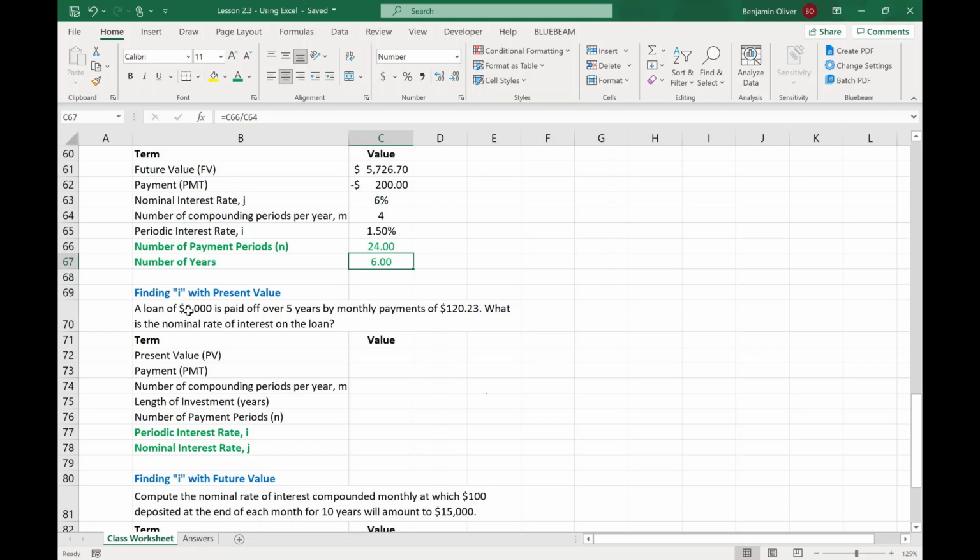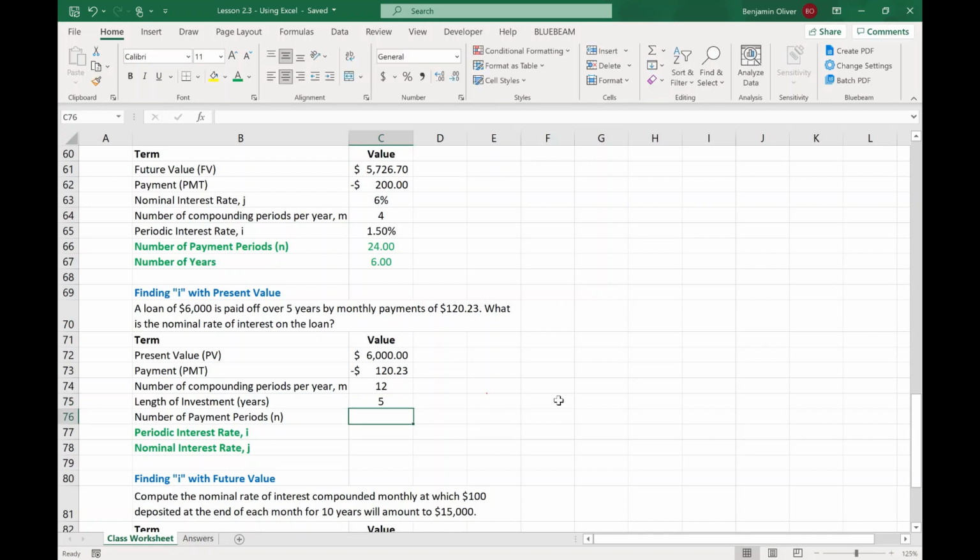So let's start by looking at this question. It's saying a loan of $6,000. Remember, loan means present value, okay? So our loan is $6,000, okay? That's cash coming into you. Our payments are $120.23. Again, our payment is negative because it's an outflow of cash. Our number of compounding periods, okay, it's monthly payments, meaning our number of compounding periods per year is 12. Our length of our investment, we're paying it off over 5 years in time.